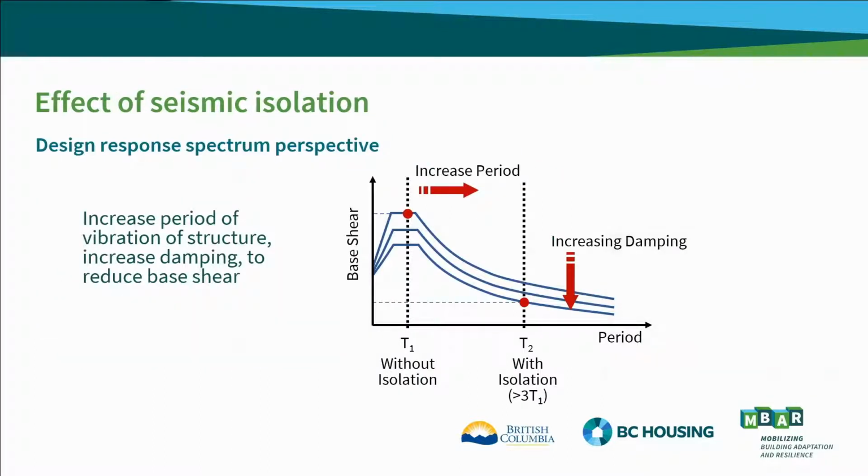So from a structural engineering point of view, we use something called a design response spectrum. You can see the base shear on the y-axis, the period on the x-axis. And as you increase the period of a building, the earthquake demand, the base shear, goes down. So what base isolation does is it shifts the period far to the right. And as you can see, the base shear reduces significantly. Also, seismic isolation increases the damping, which further reduces the base shear. So there's a significant reduction and the building can continue to perform in an elastic manner.